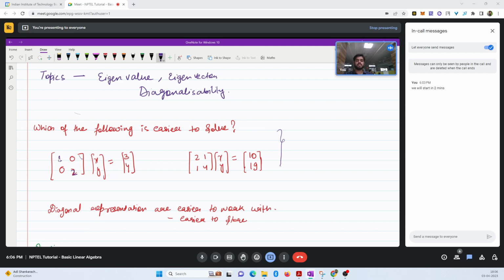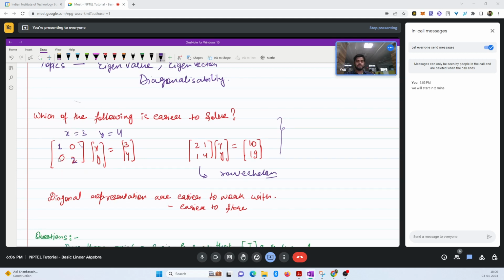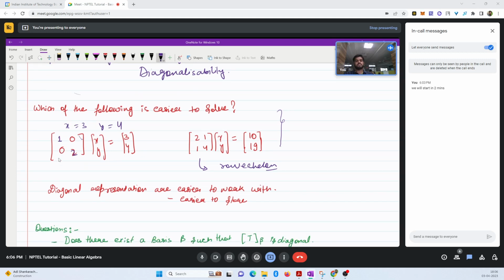For me, if I look at this equation, I can directly tell that x is 3 and y is 2. Whereas in this one, I will have to eliminate, or do an extra step of, let's say, row echelon form, and then look at what the solution is. The y is 4. So if you have a matrix representation of some transformation in diagonal form, then solving systems of equations becomes pretty easy for you, right? So diagonal representation works because it is easier to work with.